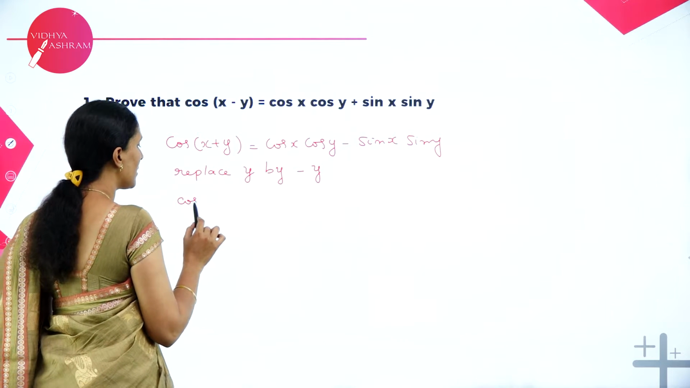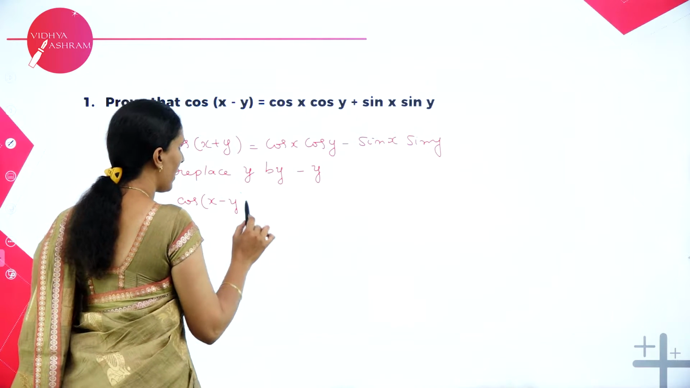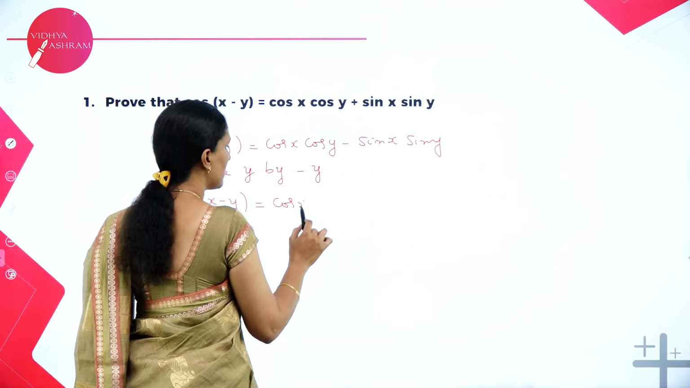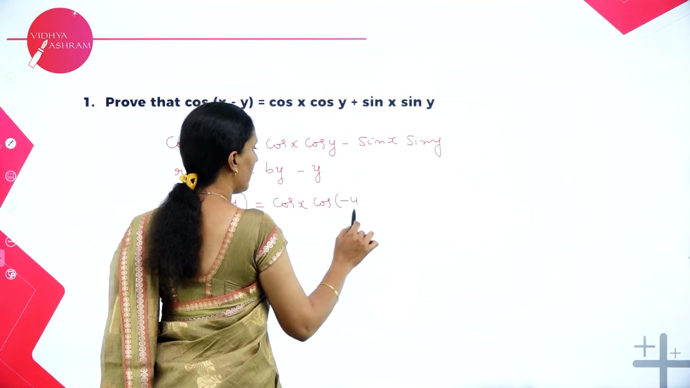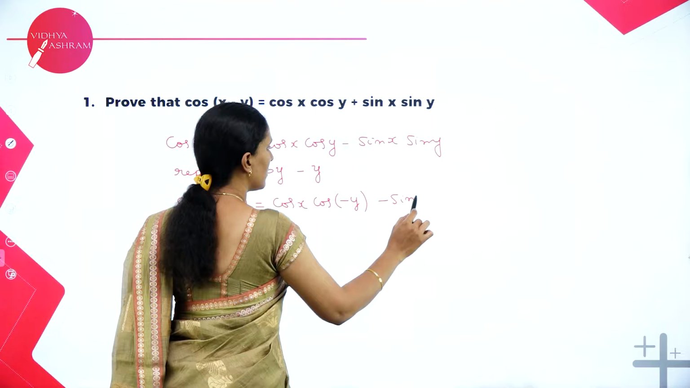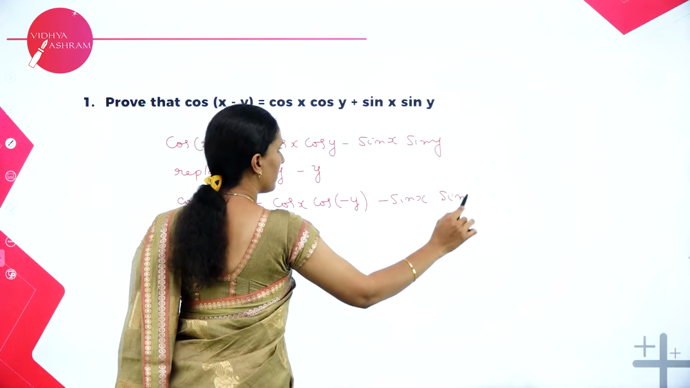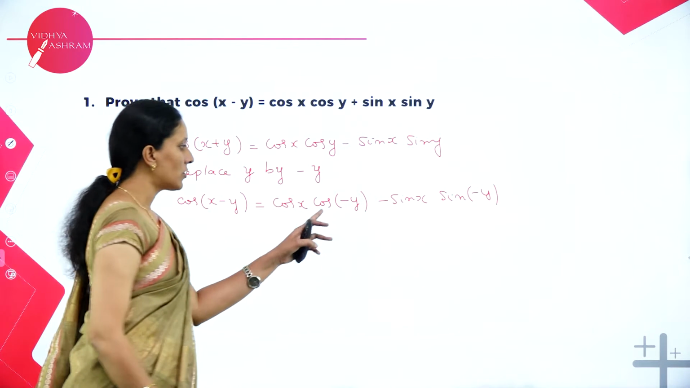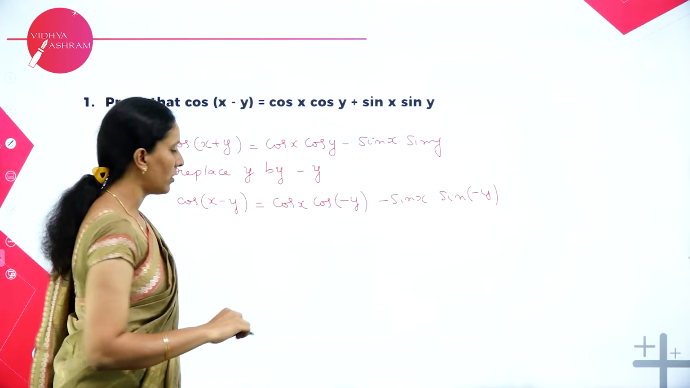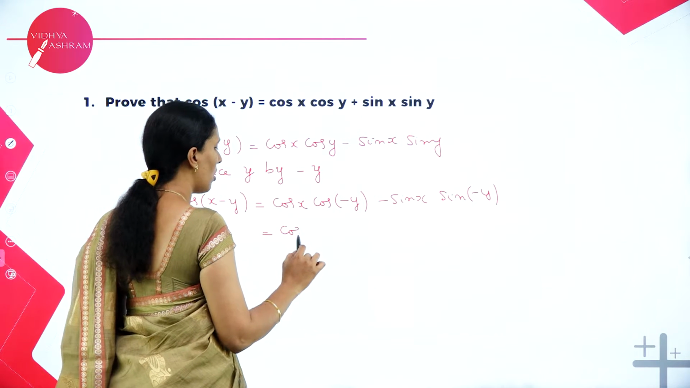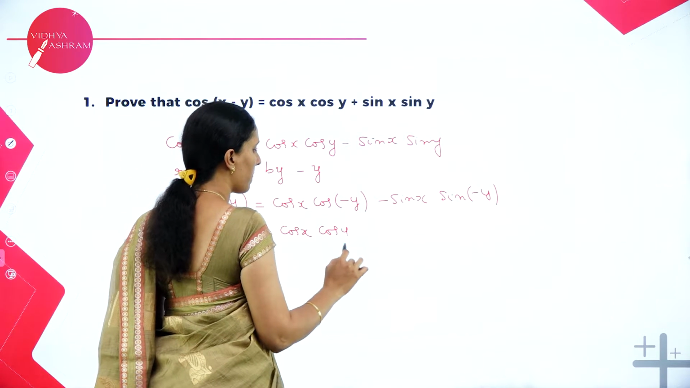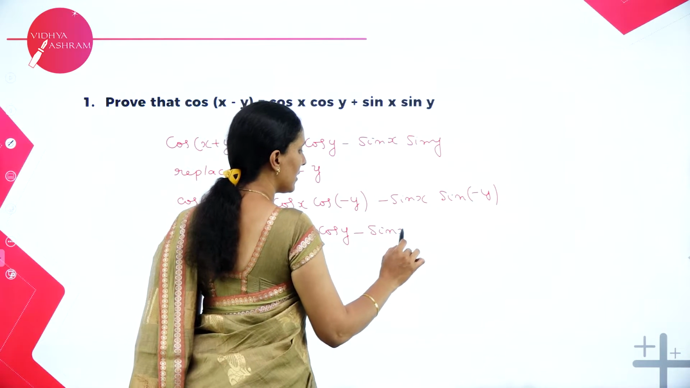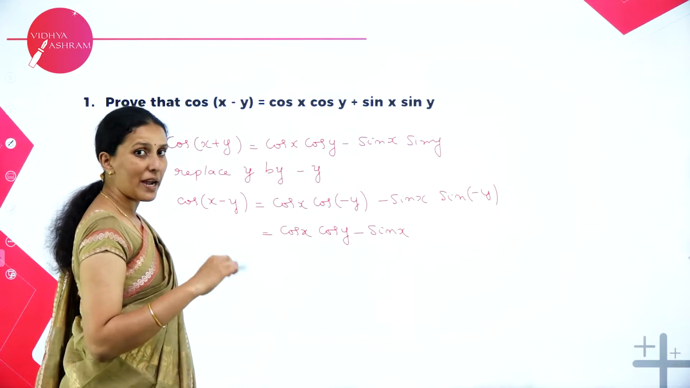So here I'll get cos(x minus y) equals cos x cos of minus y minus sin x sin of minus y. We know that cos of a negative angle is positive. So therefore, I can write it as cos x cos y minus sin x, and sin of minus y is minus sin y.